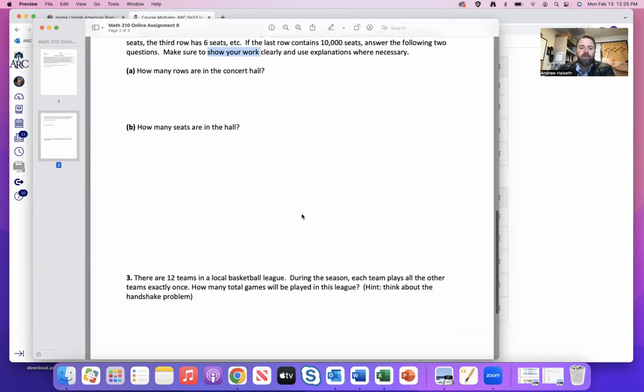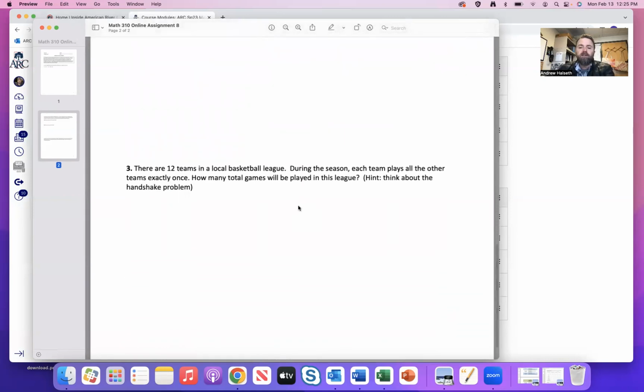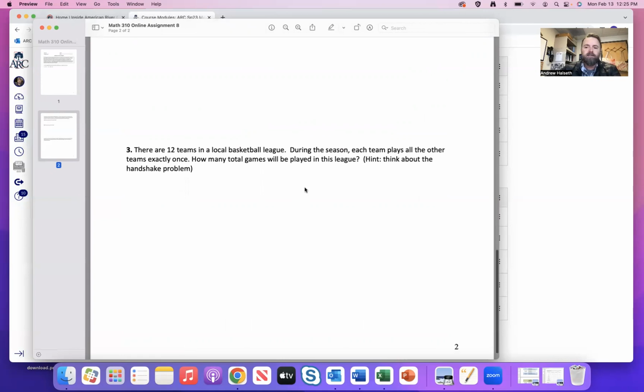That would be good. And then this last one, think of the handshake problem for that one. It's similar to the handshake one. It's just teams in a basketball league instead of people shaking hands. Okay. So that's that assignment.